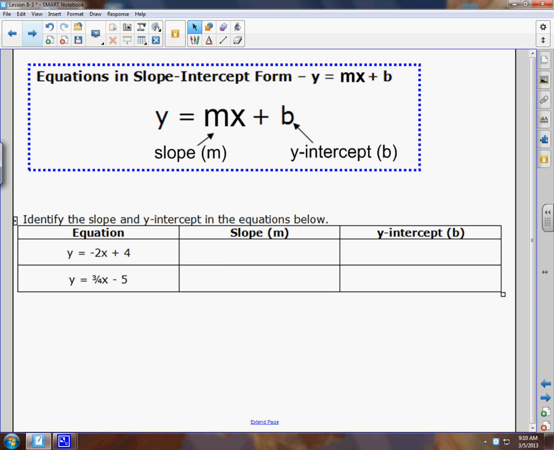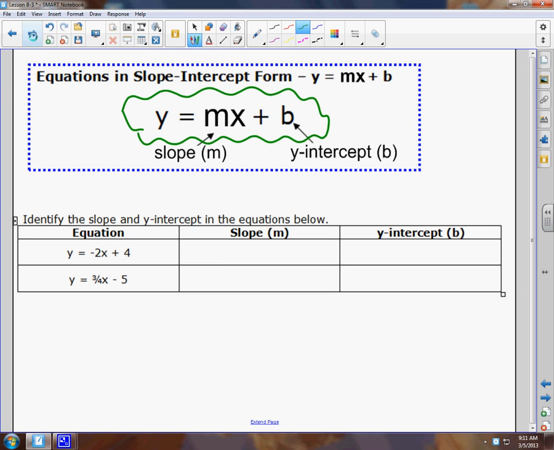All right, so here is the equation in slope-intercept form. y equals mx plus b. And this is kind of what I told you at the beginning. So write this down, y equals mx plus b. m is the slope, and the y-intercept is b. So here are two equations, 1, 2. Identify the slope and the y-intercept. So write down this equation and then write down what you think the slope is and write down what you think the y-intercept is.